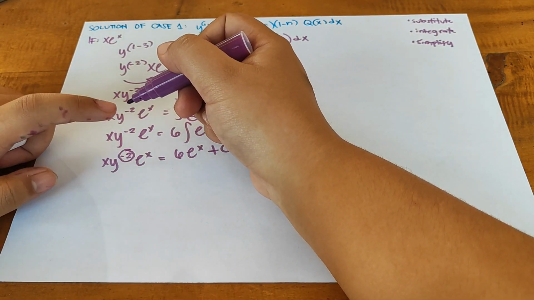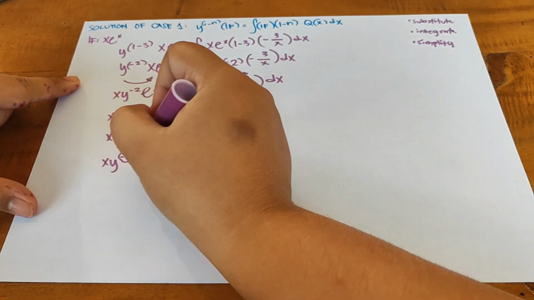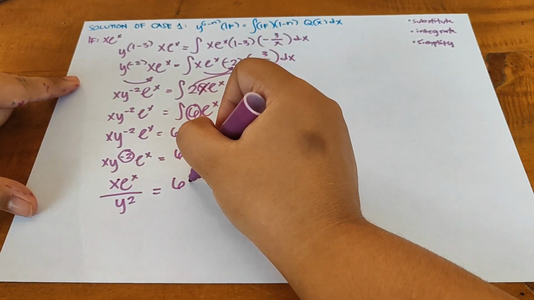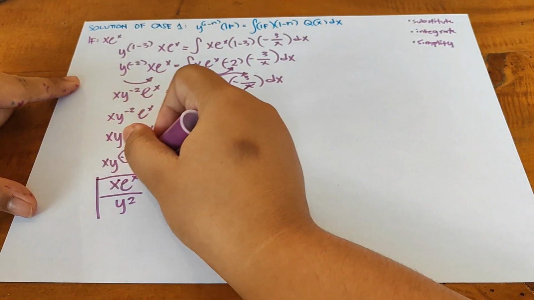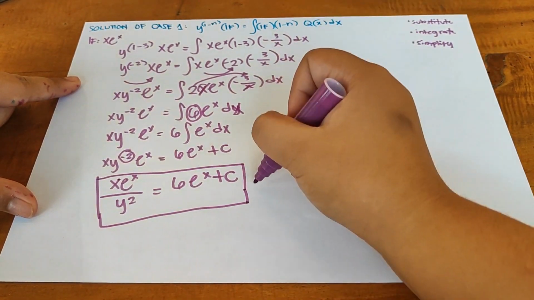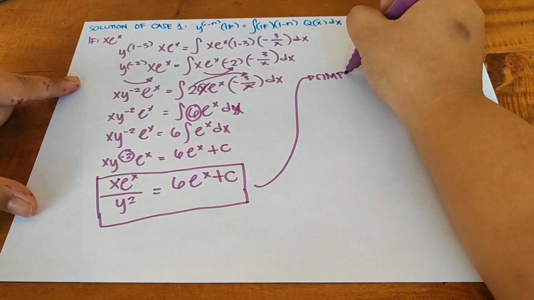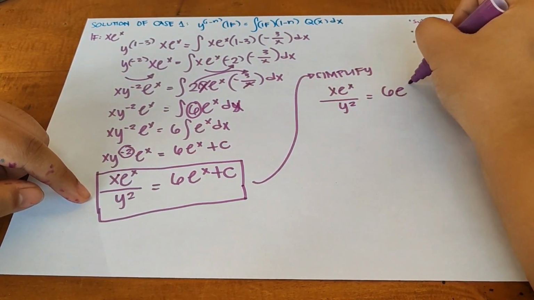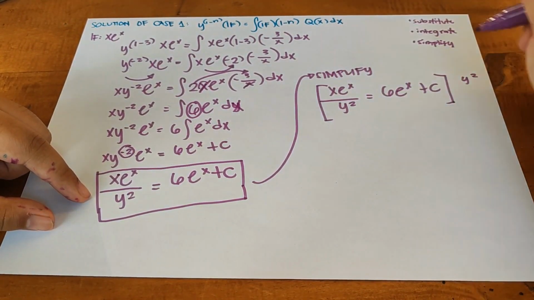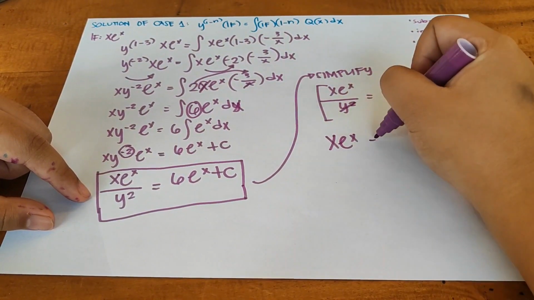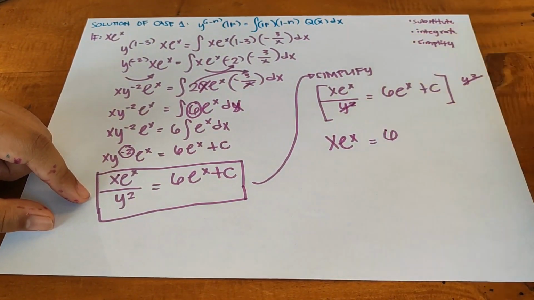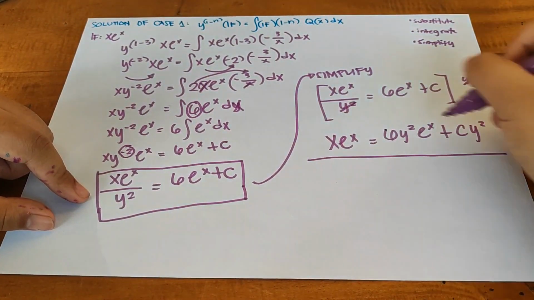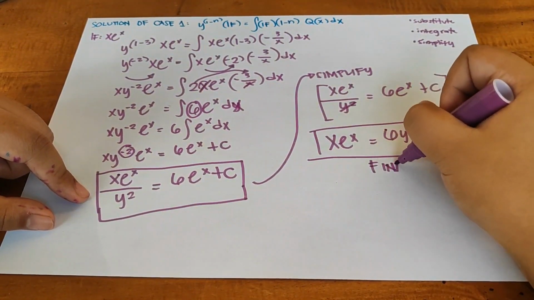We notice that we have a negative exponent which is not allowed, so we can cancel it by writing x e to the power of x over y to the power of 2 is equal to 6e to the power of x plus c. So this can be our answer, but some prefer it to be simplified. To simplify the equation, we will divide the whole equation by y to the power of 2. So we can cancel now the denominator, so we will have x e to the power of x is equal to, we will multiply, so 6 y to the power of 2 e to the power of x plus c y to the power of 2, and this will be our final answer.